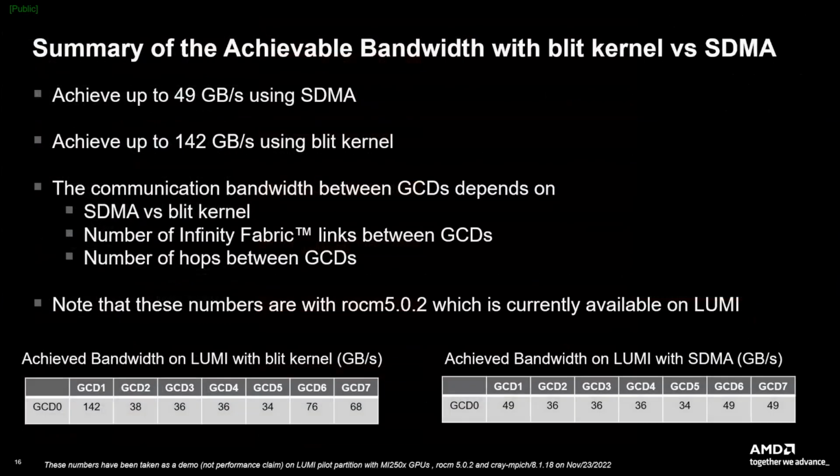And just to summarize, with the SDMA engine, we can achieve up to 49 gigabytes per second. With the blit kernel, we can achieve up to 142 gigabytes per second. And the communication bandwidth that we can get between different GCDs depends on whether we use the SDMA engine or blit kernel, the number of links between the GCDs, and the number of hops between the GCDs. And so we are just summarizing the bandwidth numbers that we got.